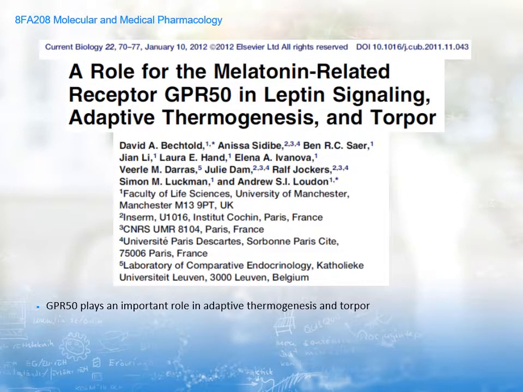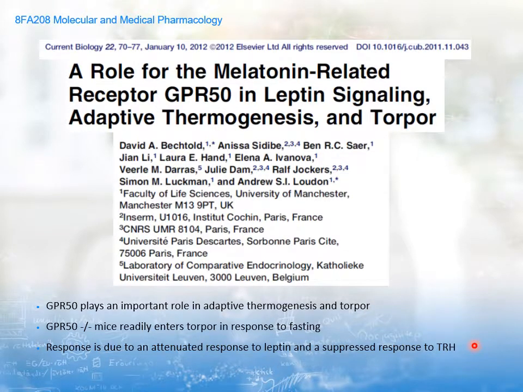GPR50 is also known to play important roles in thermogenesis and torpor. This is a paper published a few years ago about this. And what we know is that GPR50 knockout mice also readily enter torpor. Torpor is a state in which the animal allows its body temperature to go down to save energy, particularly during the night or in response to fasting. When the animals are fed less, they enter torpor more readily.